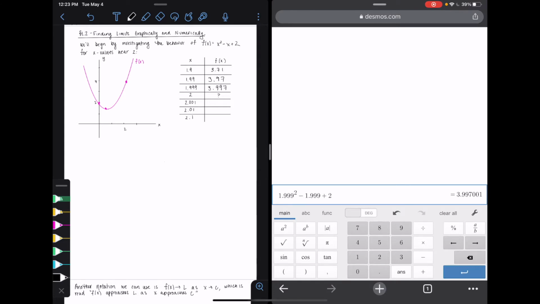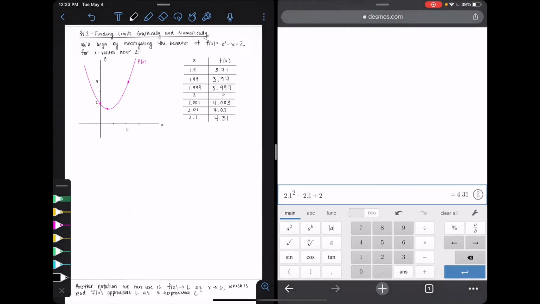Now, if I go on the other side of 2, that would be 2.001 squared minus 2.001 plus 2, and we get on this side about 4.003. I move a little further away and take away one of these zeros and plug in 2.01. My output is about 4.03. Move even further, my output is 4.31.